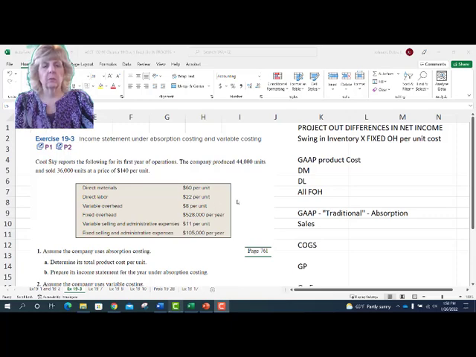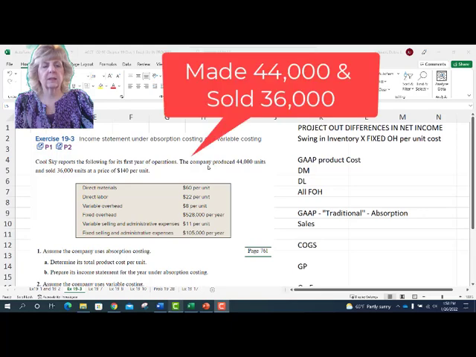That's important because we know there's no existing inventory. The next line says the company produced 44,000 units and sold 36,000 units at a price of $140. Okay, right off the bat, looking at how many units they made versus how many units they sold, it looks like our swing in inventory is 8,000 units.